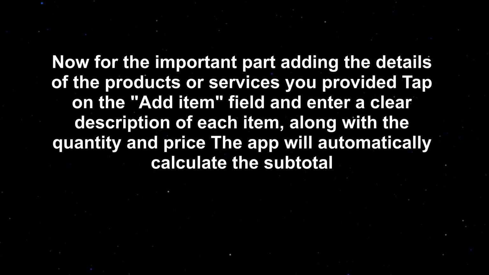Now for the important part, adding the details of the products or services you provided. Tap on the item field and enter a clear description of each item, along with the quantity and price. The app will automatically calculate the subtotal.